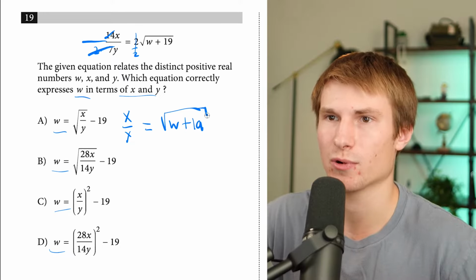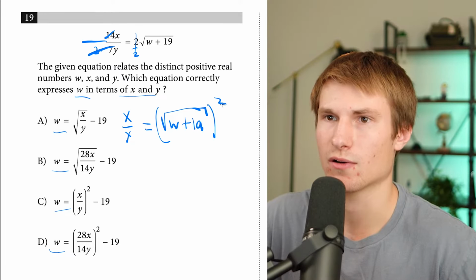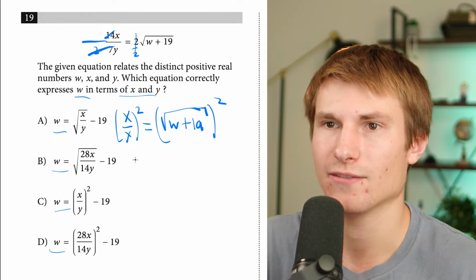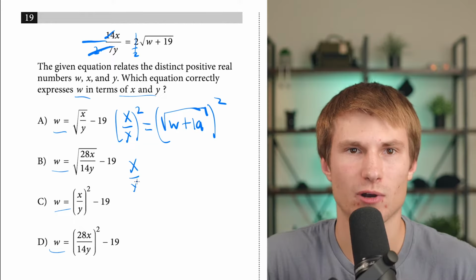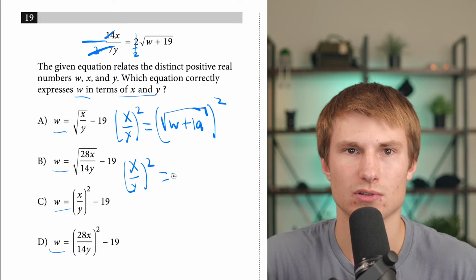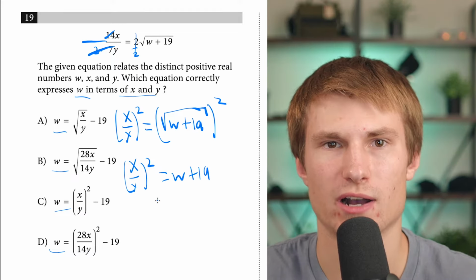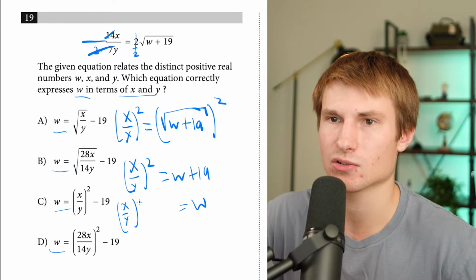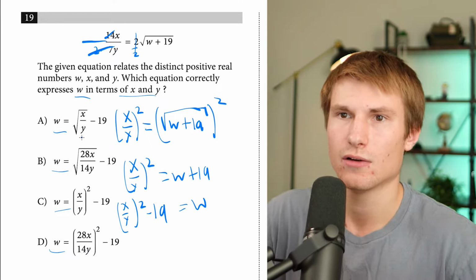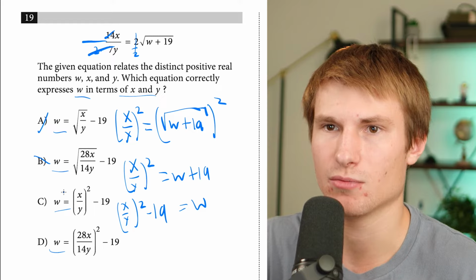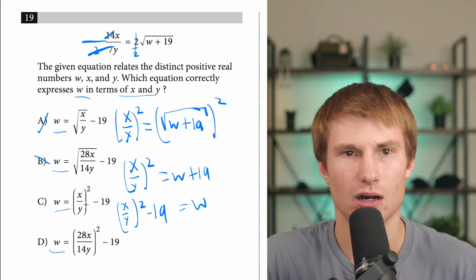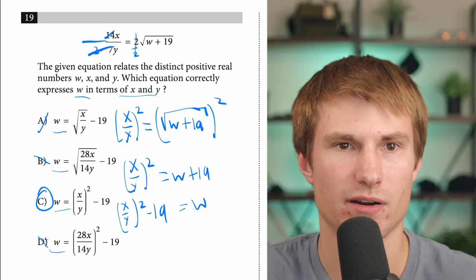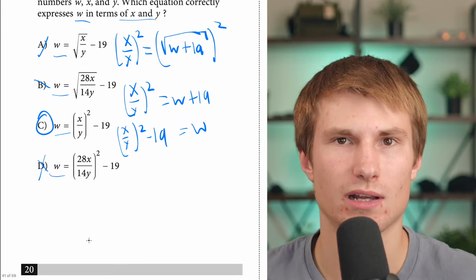At this point is where I square to get rid of the square root so I can extract w out from underneath that square root. Okay, from here I've got x over y squared is equal to w plus 19. All we got to do is subtract 19 from both sides. We'll end up with w is equal to x over y squared minus 19. If we look at our options, A would be wrong then, B would be wrong then, C of x over y squared minus 19, that's what we got. So C would be our answer there. We can go and move on to number 20 now.